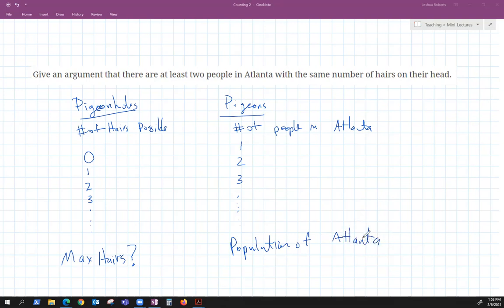And if the population of Atlanta is larger than the number of hairs that a person could have on their head, well, we have more pigeons than holes, which means by the pigeonhole principle, at least 2 people have the same number of hairs on their head. So look up those 2 pieces of information. You could look at the population of Atlanta or whatever large city you want to use and how many hairs people have on their head, and then try to answer that problem using the pigeonhole principle.